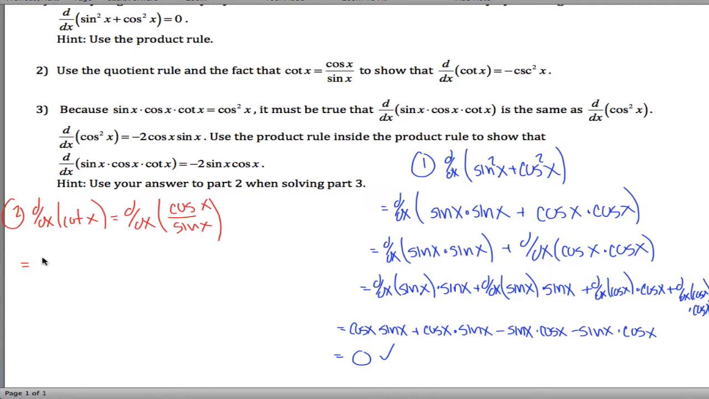Quotient rule says take the derivative of the top, cosine of x, multiply that by the bottom, sine of x. From that, subtract the derivative of the bottom, the derivative of sine of x, times the top, cosine of x. And then don't forget to divide that entire thing by the bottom, sine of x, squared. So the derivative of cotangent is this mess, and I can figure out this mess because I know the derivative of cosine is negative sine. So I got negative sine of x times sine of x minus derivative of sine of x is cosine of x.